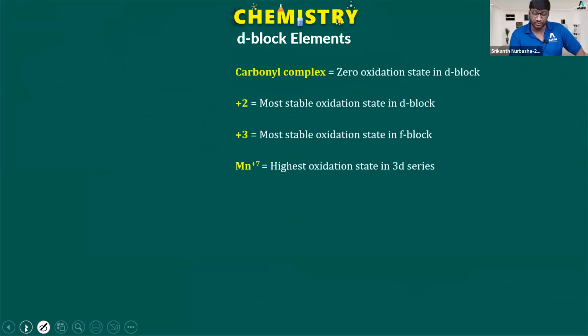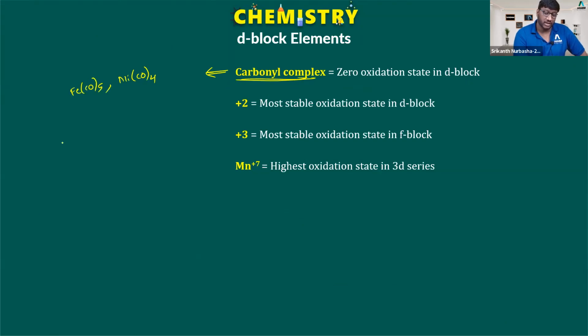Carbonyl complexes. Carbonyl complex means you can have complexes like NiCO4, FeCO5. These are all carbonyl complexes. Whenever the D block element forms a complex with the carbonyl, carbonyl means carbon monoxide, then you are going to have a zero oxidation state. The D block element will be showing zero oxidation state in the carbonyl complex.